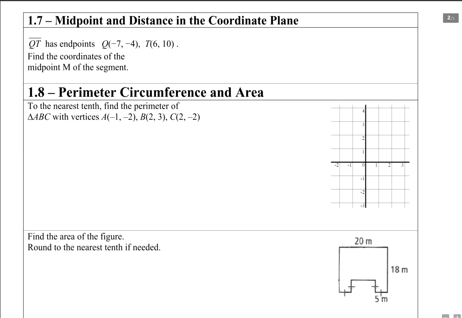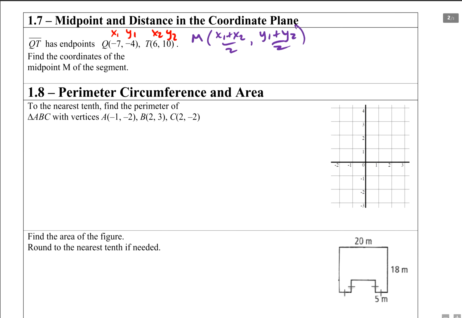1.7. This was our coordinate plane, and anytime you see coordinate plane, you know that you're going to be using the midpoint formula and the distance formula, and/or. All right, segment QT has the given endpoints. We want the coordinates of the midpoint. So I know that the midpoint can be found at x1 plus x2 over 2, y1 plus y2 over 2. So I know that I have to label my points x1, y1, x2, y2.